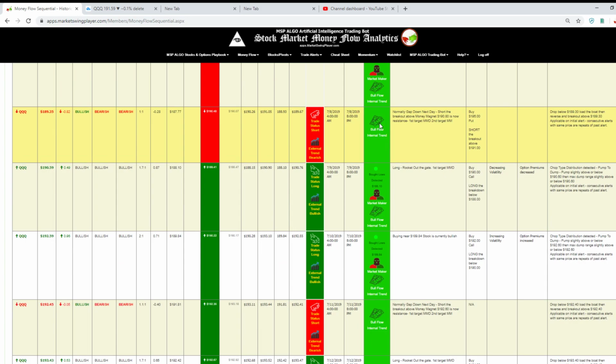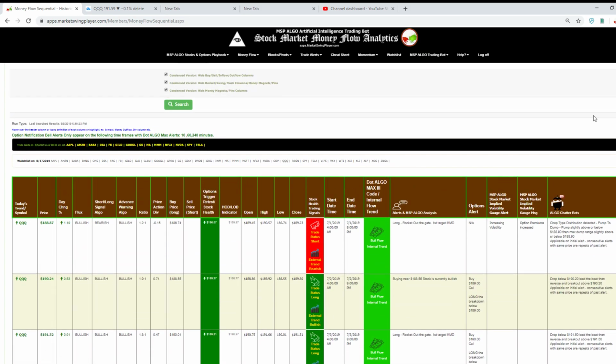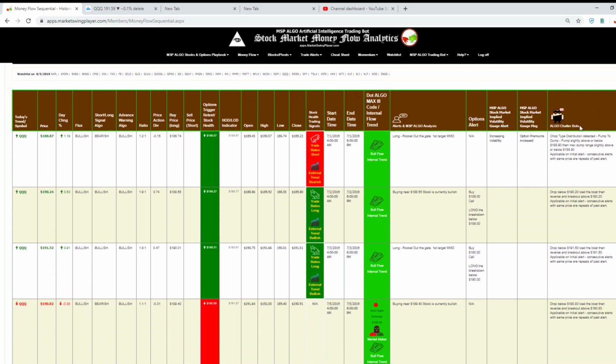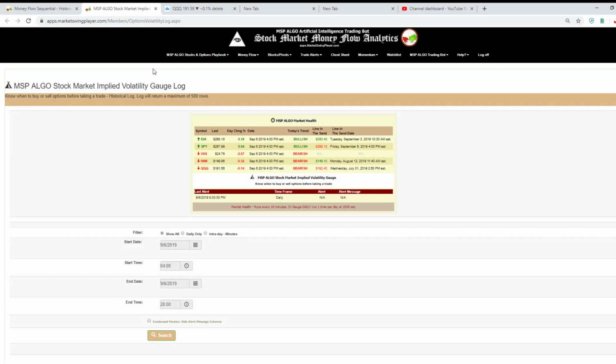Not only do we know if we're going to be chopped to death, we know in that chop how to scalp, okay? Which we identified by looking at Algo Chatterbot. And also we identified how to use the MSP ALGO Volatility Gauge to time trades.